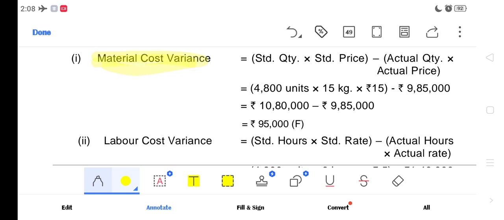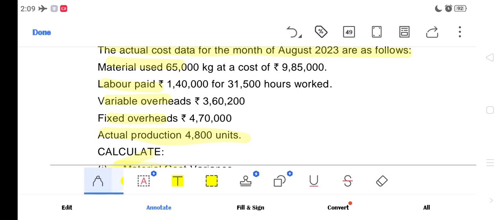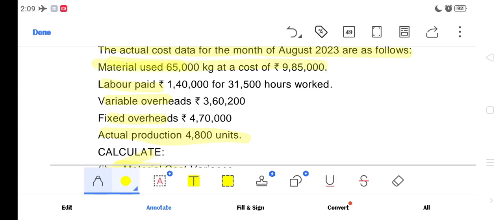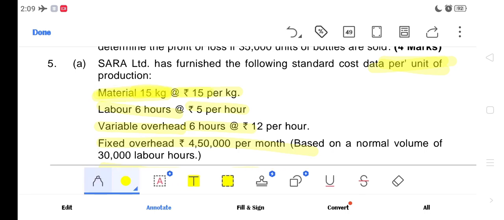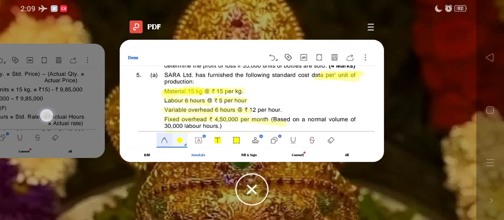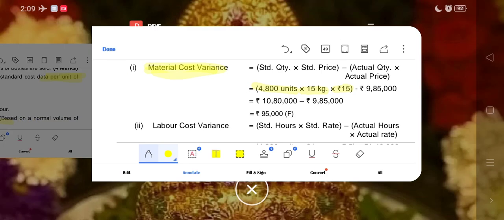What is the formula? Standard quantity into standard price minus actual quantity into actual price. You can directly take the actual cost. Here we have the information about actual material. What is the actual cost? 9,85,000. But we don't have the data for the standard one. We have to generate it: for the actual 4,800 units produced, 15 kg is required per unit.